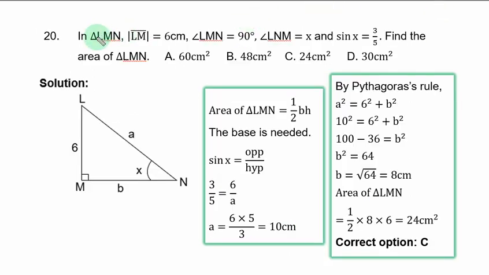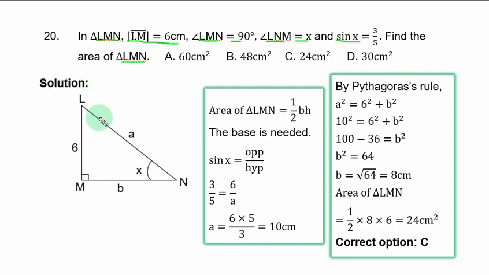Question 20. In triangle LMN, side LM is 6 cm, angle LMN is 90 degrees, angle LNM is equal to S, and sin S is equal to 3 over 5. Find the area of triangle LMN. Solution. So this triangle illustrates the information, the respective angles and side.